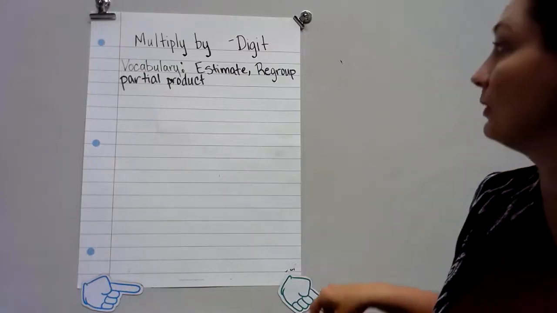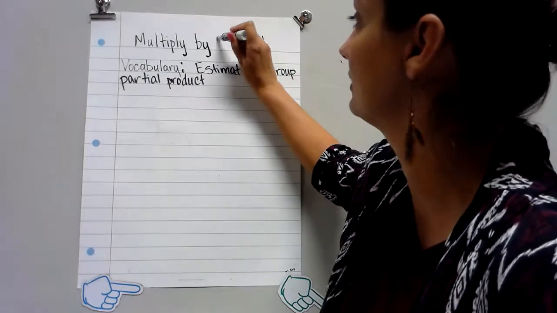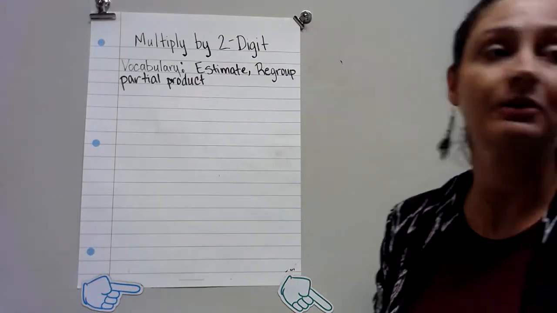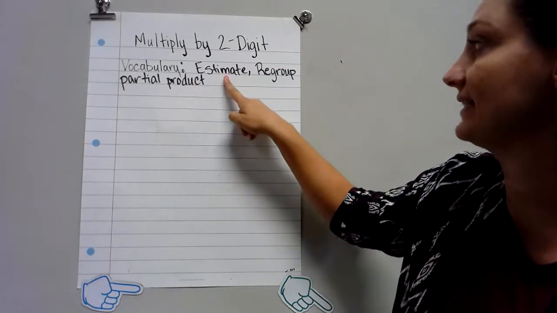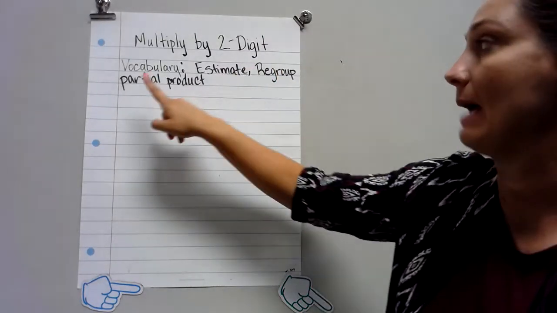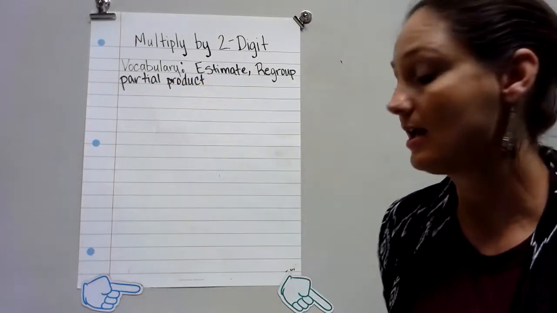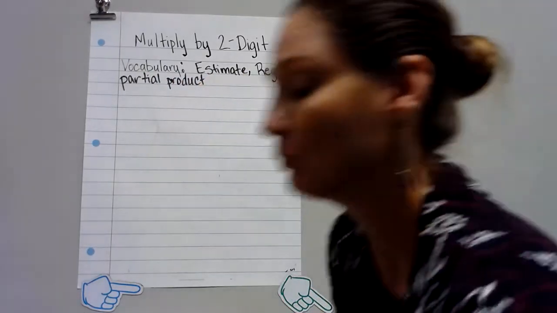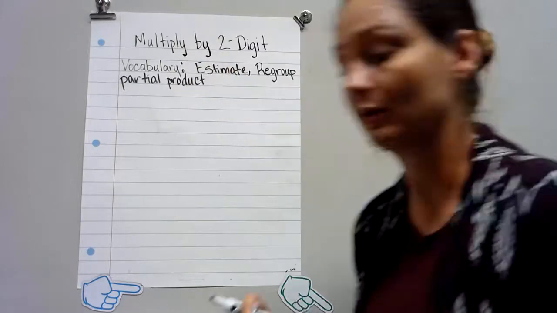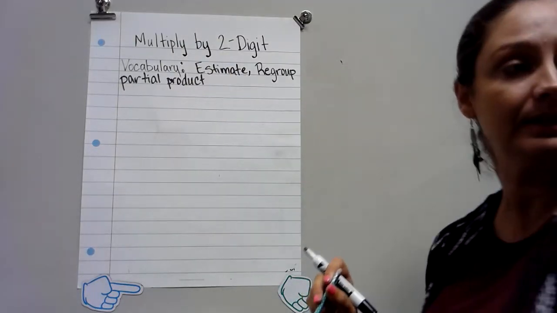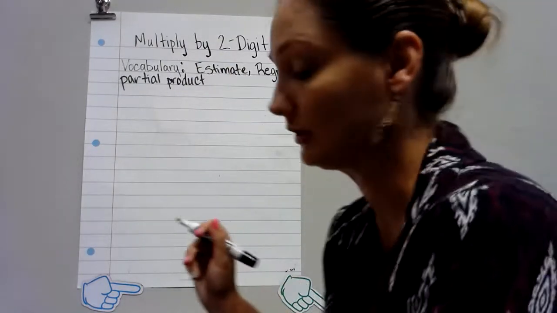All right, so we are multiplying by two-digit numbers today, and the vocabulary that you would have added into your notebook is estimate, regroup, and partial product, okay? So we've already added those in our notebook, and we are going to try another problem together, making sure we're putting these in our notes so that we have it to reference to.